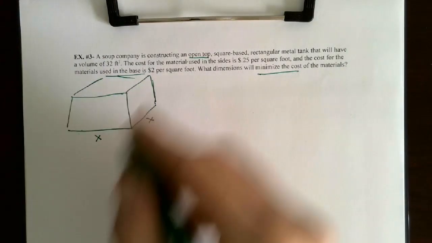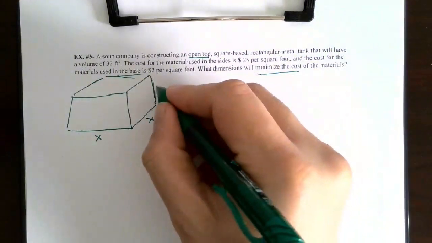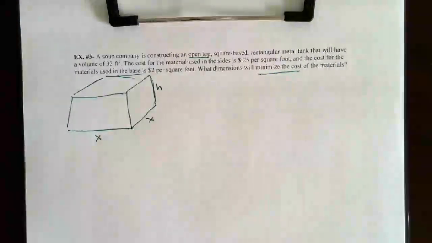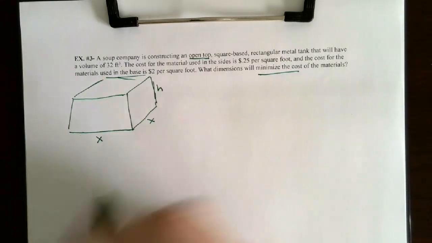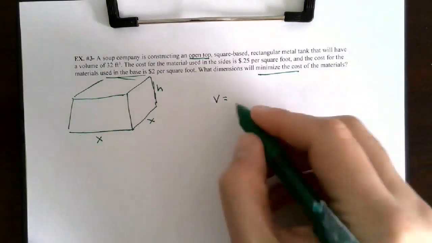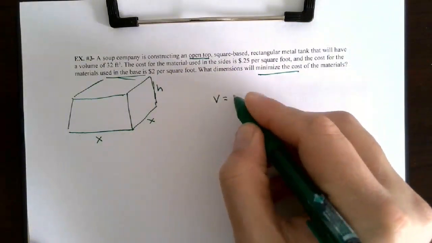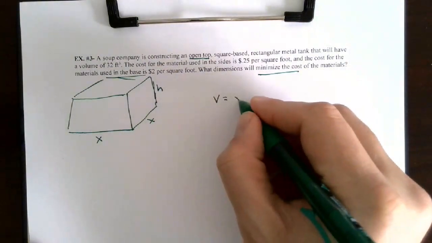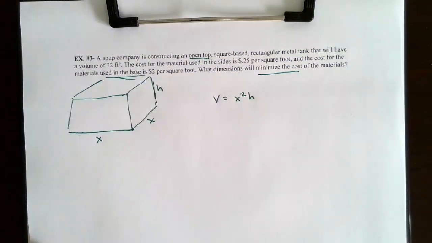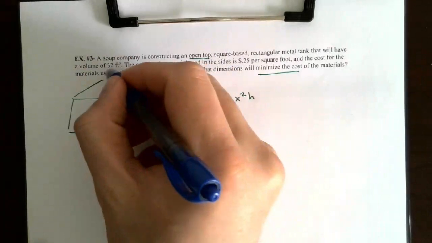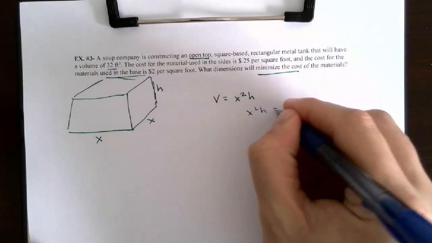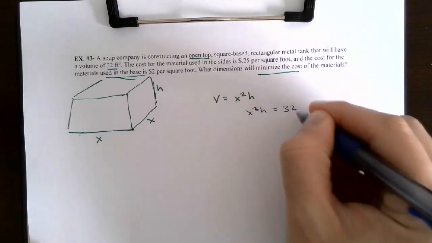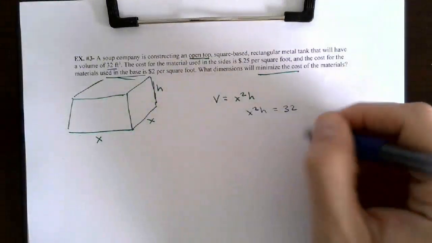And then we have some sort of height, and they don't tell you anything about the height, so we can just call that h. So if I was talking about the volume here, just based on the variables I use, the volume of this would equal x times x times h, right? Length times width times height. So that'd be x squared h. Now we also know that the volume, they told us the volume is 32 feet cubed. So I know that we have x squared h equals 32 feet cubed, or 32 for what I'm doing here.